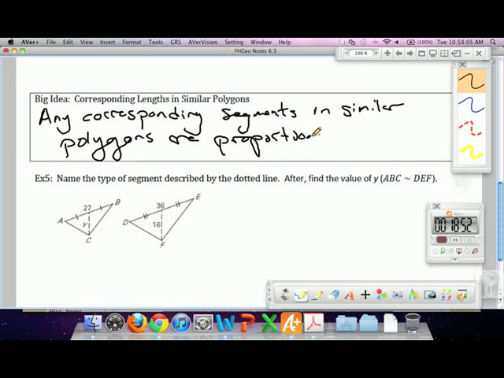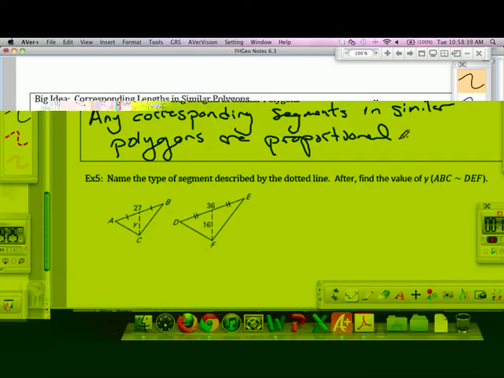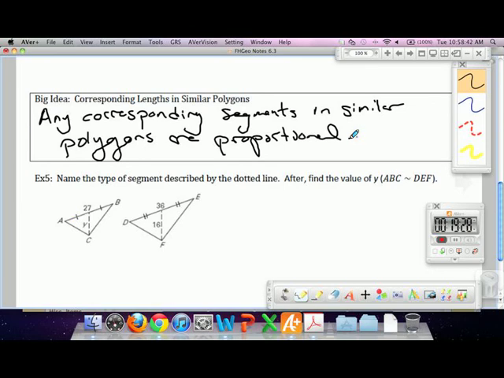So not just the side lengths, but as we saw last chapter when we talked about triangles, we drew in altitudes. Corresponding altitudes are proportional. Corresponding medians are proportional. Perpendicular bisectors really only have sense in triangles. But any corresponding segment that you could draw in a triangle or in a figure in general is also proportional if you have similar figures.